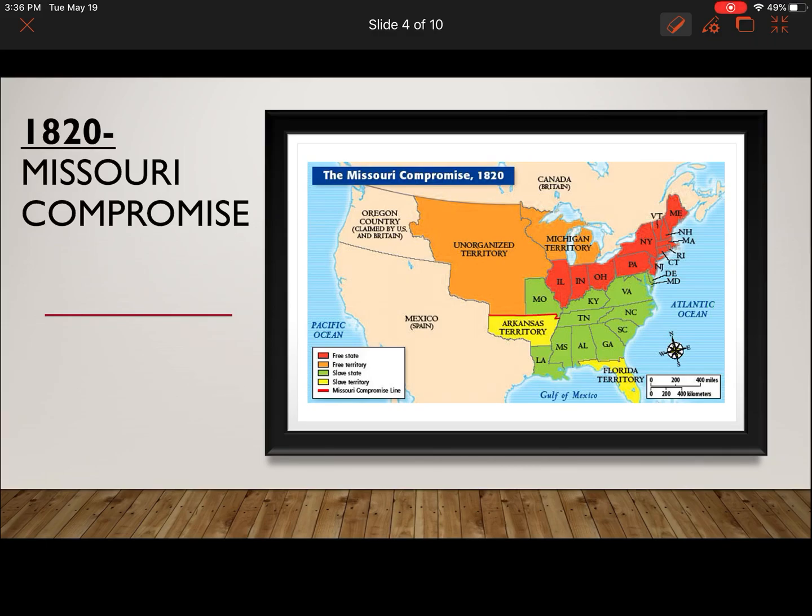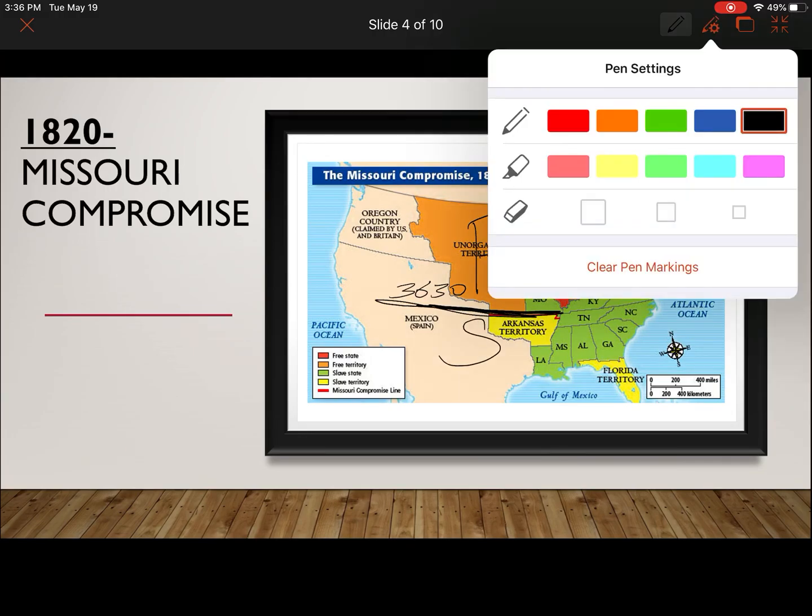One key thing, and I'm pretty sure this is an answer to a question on your worksheet: it did not solve the problem. The bigger issue is slavery. Are our states and our country going to be free or slave? The Missouri Compromise does not solve the bigger issue, should we have slavery. Instead, they literally divide the country, and their plan is that in the future, north of that 36°30′ line will be free, south of that line will be slave territory.